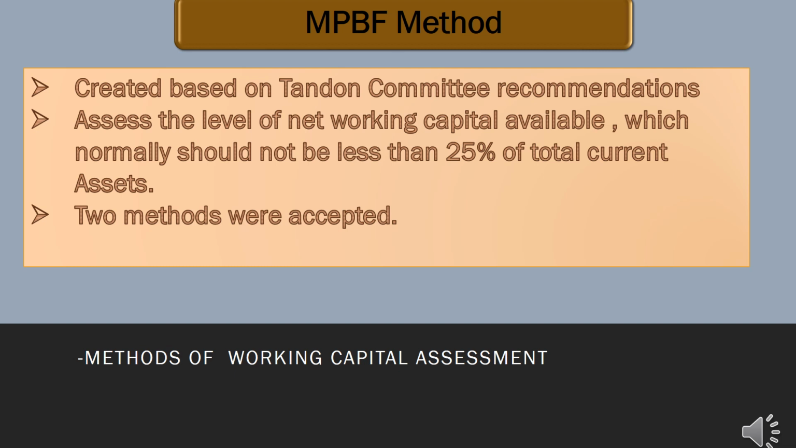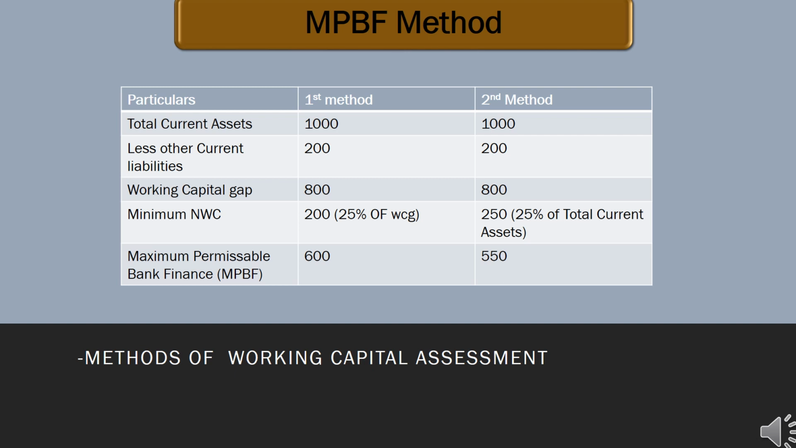Maximum permissible bank finance. This was the recommendation of the Tandon committee, to assess the level of net working capital, which should normally not be less than 25% of total current assets. There are two methods in this, and we will compare both now. As per the first method, it is 25% of the working capital gap, and in the second method, it is 25% of the current assets.